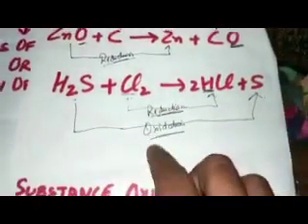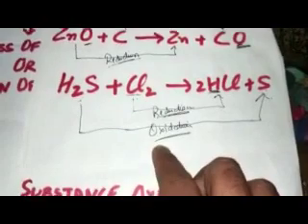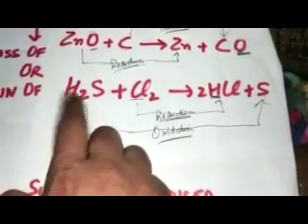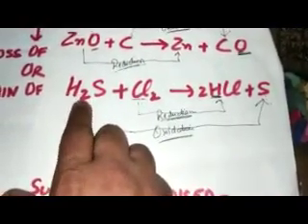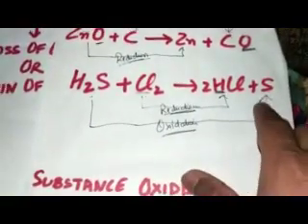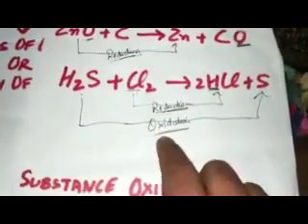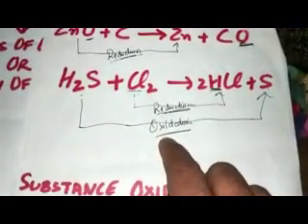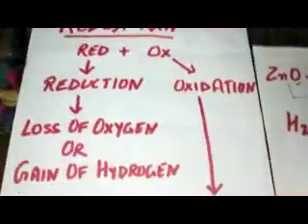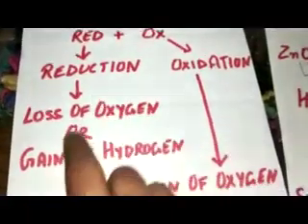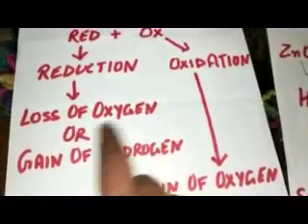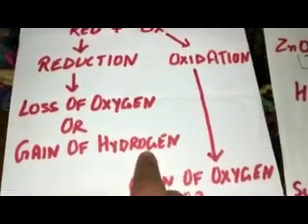And similarly, in terms of hydrogen, we will see that sulfur in the form of hydrogen sulfide has lost hydrogen in order to convert into sulfur. Therefore, it is an example of oxidation. So once again, reduction means loss of oxygen or gain of hydrogen, and oxidation means gain of oxygen or loss of hydrogen.